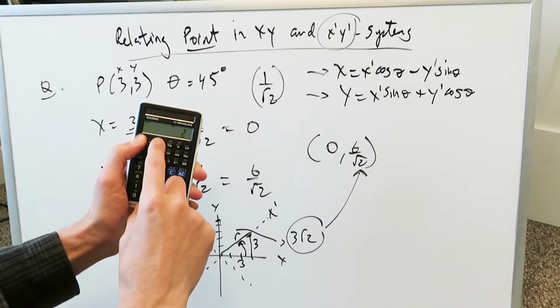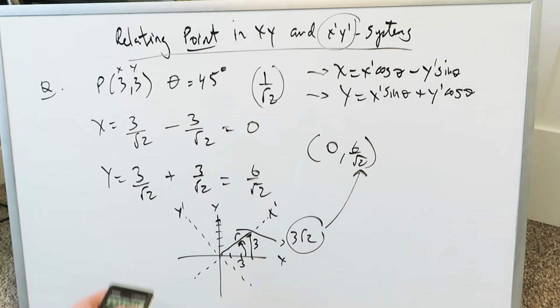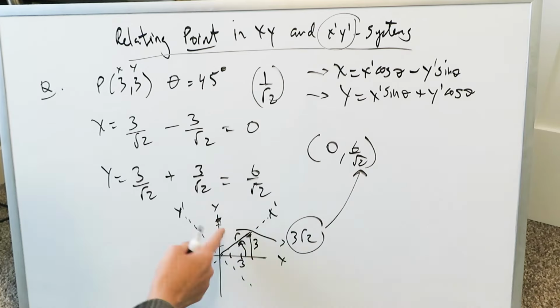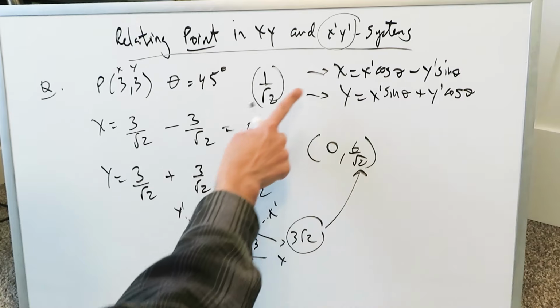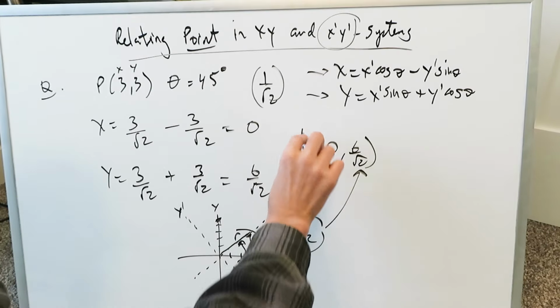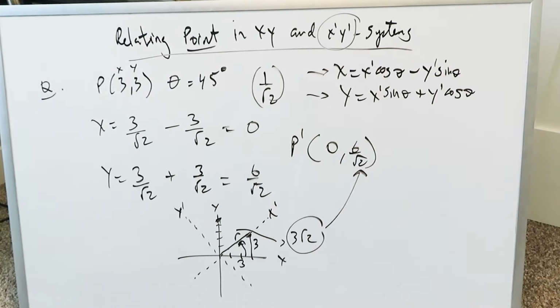3 times root 2, I'm getting a 4.24, and the rest. So in all instances, everything is always the same with regards to the distance of that new point. Your point in the new axis, the x prime y prime system of axes, always has the same r value as a point in the original xy system. So the answer to this question, this right here is your point, but this right here is your point in the new system: 0 comma 6 over root 2.